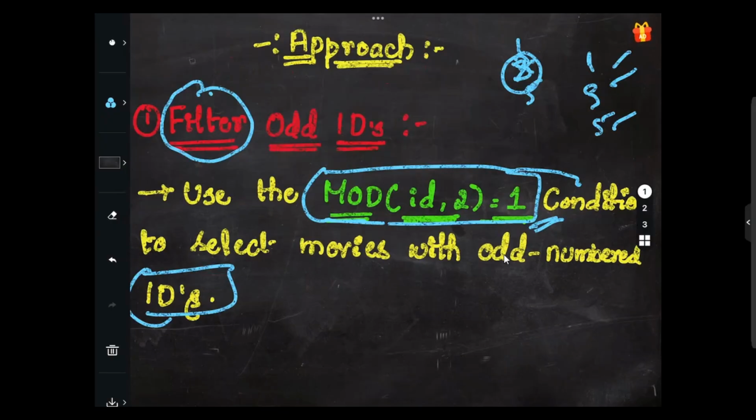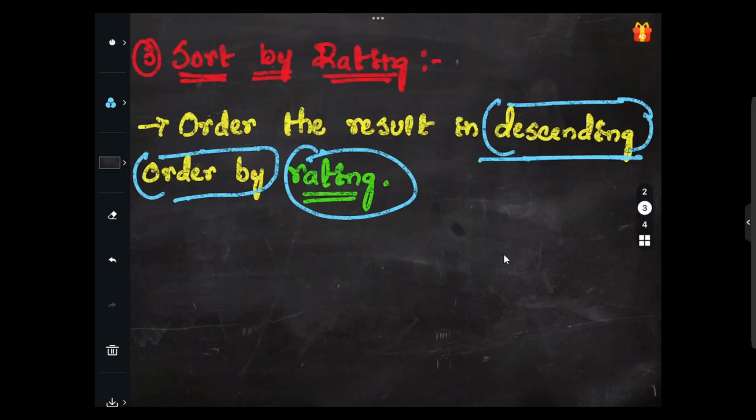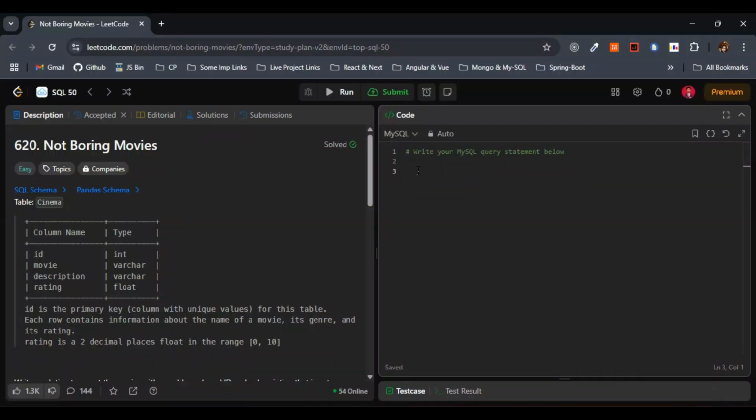First step here is filter odd IDs, second step is exclude boring descriptions, and third step is sort by rating. So simple to understand, right? So let's try to implement the same thing in the form of a query. I hope the approach is completely clear. Now let's start writing the query.